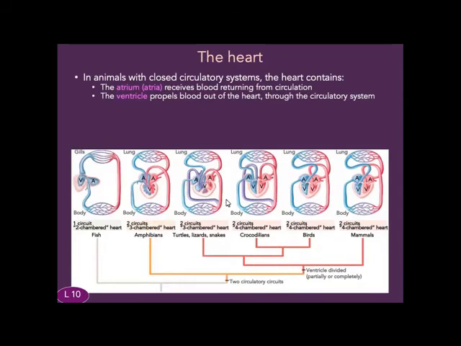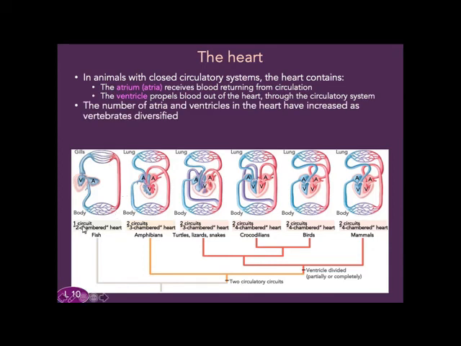All right, so in animals with a closed circulatory system, the heart will have an atrium or multiple atria. So the atrium receives the blood returning from circulation. The name atrium comes from the way that Greek homes were organized, so that you had a kind of doorway where you walked in. So the atrium is always where blood is entering the heart, okay? The ventricle is the big muscly part that propels the blood out of the heart through the circulatory system.